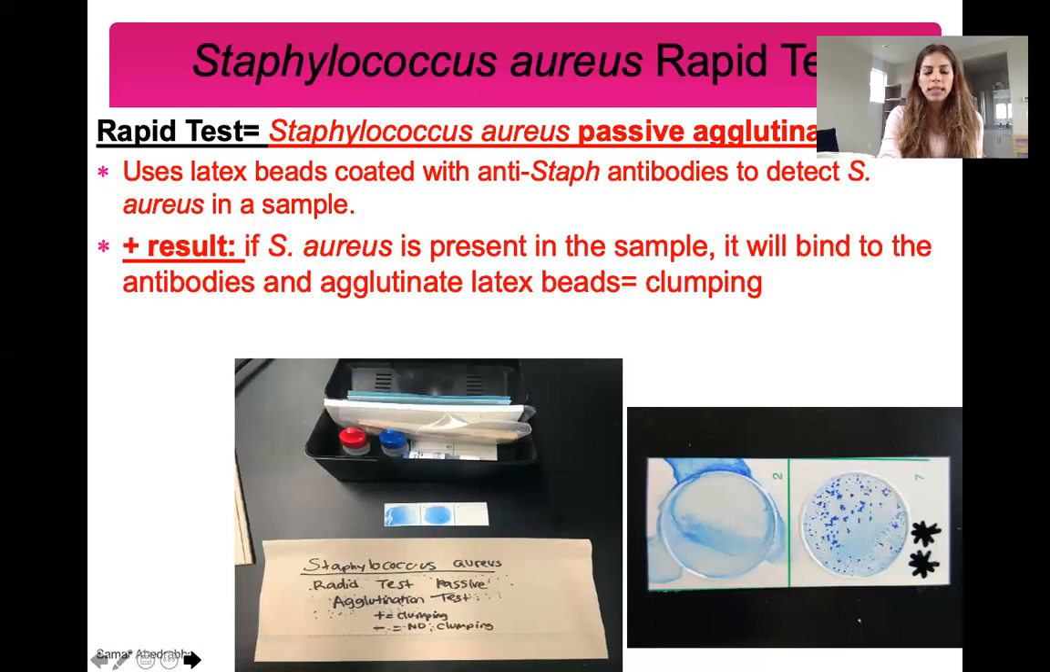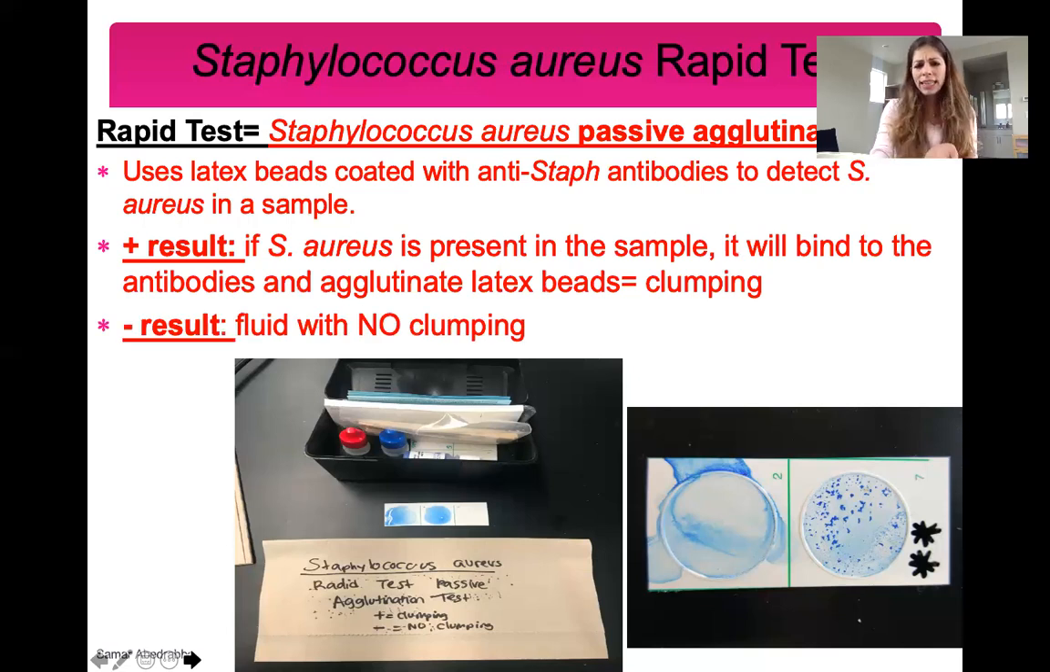It's a very simple test. You're given kits, and in these kits there are pieces of paper. You take the piece of paper and put a few drops of the latex beads on there. Remember, the latex beads have the Staphylococcus aureus antibody on them. So now you have the beads with the antibody on there. Then you take a sample from someone. Let's assume someone has a skin infection and you're assuming that it's Staphylococcus aureus. You can take a swab sample, and then you mix it with the beads.